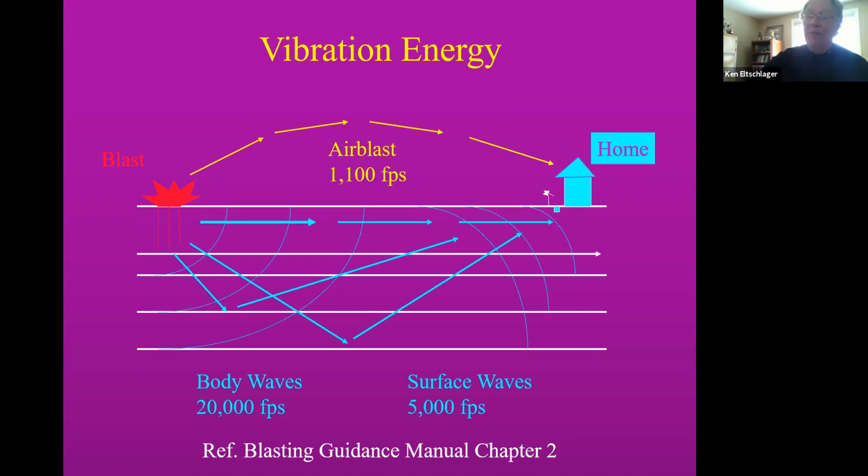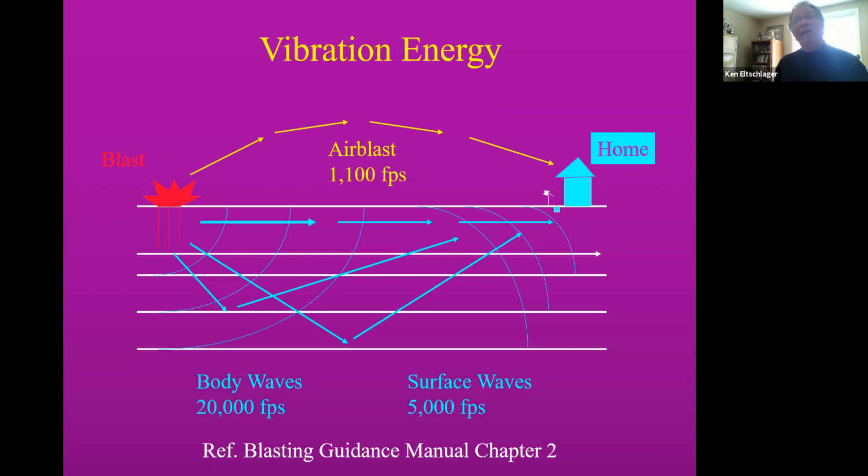In terms of vibration energy, it's good to have some idea of sonic velocities and acoustic velocities as well. On the ground, in bedrock, body waves are probably going to be about 20,000 feet a second, surface waves about 5,000 feet per second. The surface waves are going to be predominantly in unconsolidated materials, and they will affect how the seismogram looks at the house. The air blast travels about 1,100 feet per second, okay?